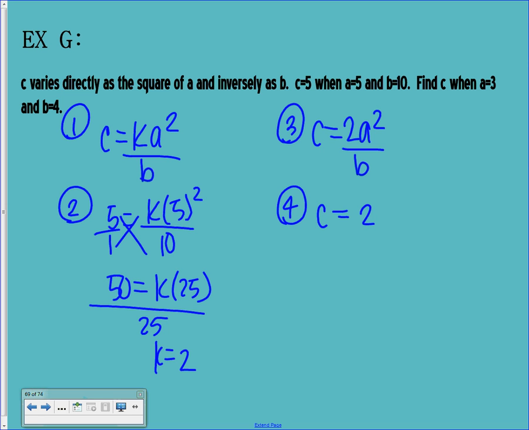So C, when A is 3 and B is 4. Again, make sure you do 3 squared is 9. 9 times 2 is 18. Divided by 4 gives me 4.5 for my final answer. Okay, so lots of algebra, just manipulating it around in different ways.